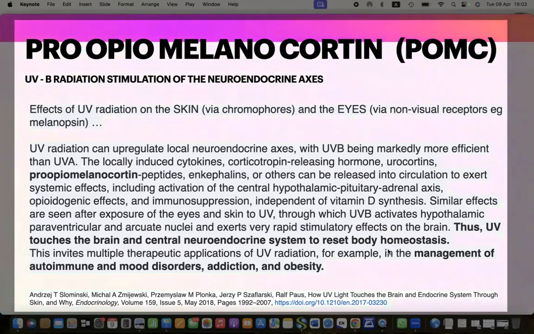Without reading all this stuff over here, UV touches the brain and the central neuroendocrine system to reset body homeostasis. And this is from an article, Therapeutic Applications of UV Radiation in the Management of Autoimmune Mood Disorders, Addiction, and Obesity.